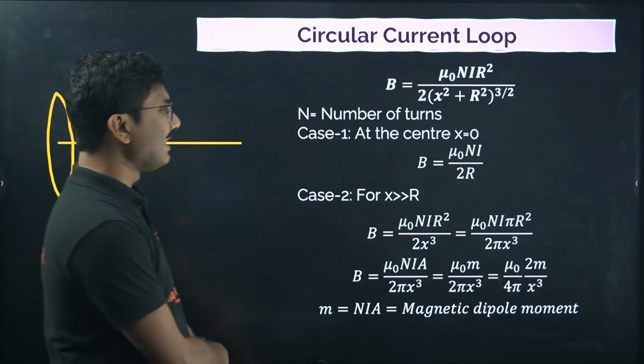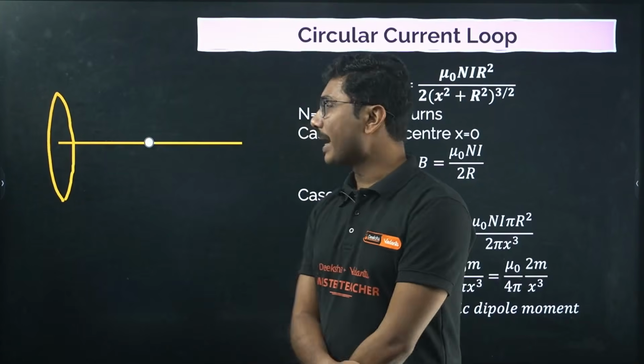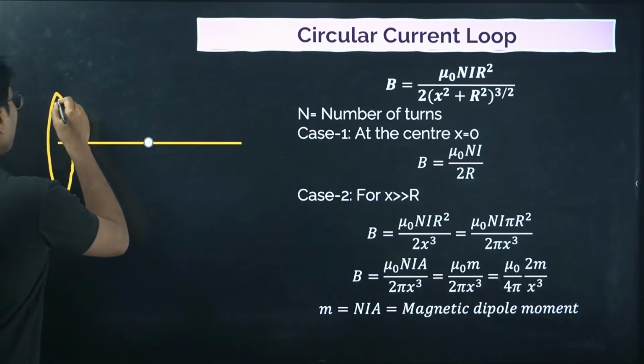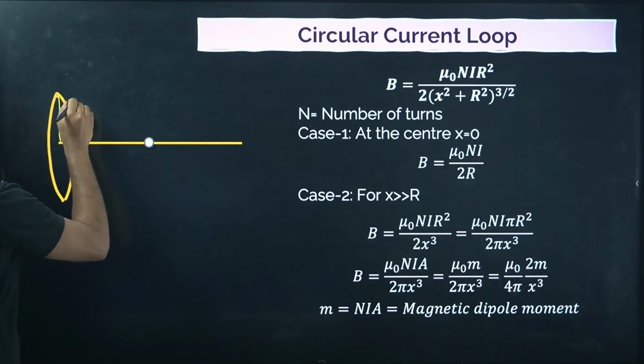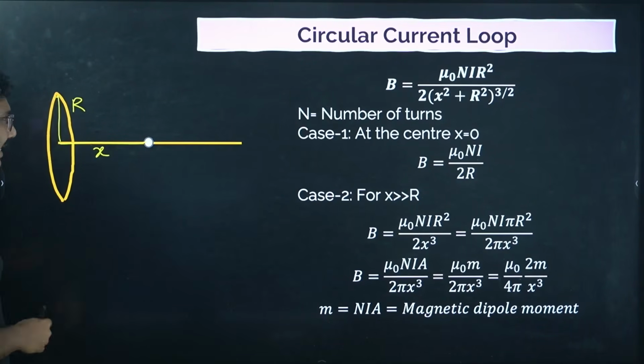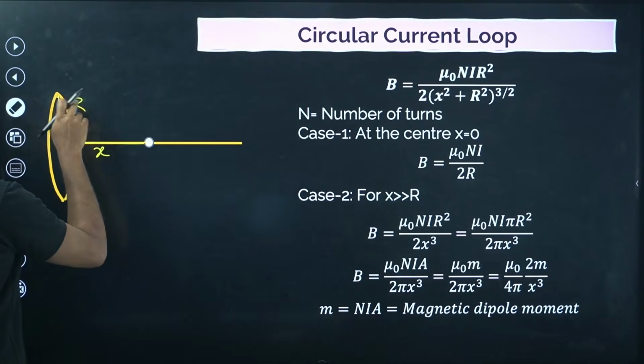Circular current carrying loop. So we are trying to find the magnetic field due to a circular current carrying loop. The radius of the loop is given by capital R. The distance where we are trying to find the magnetic field is given by x. Then how can we calculate the magnetic field?